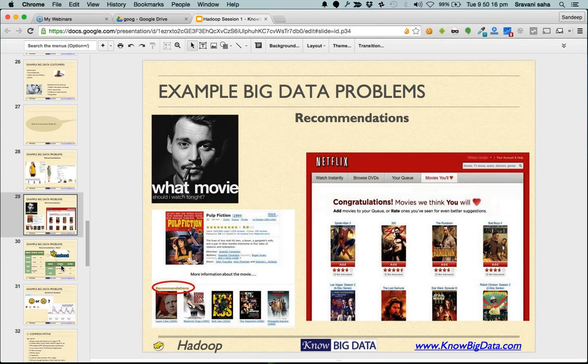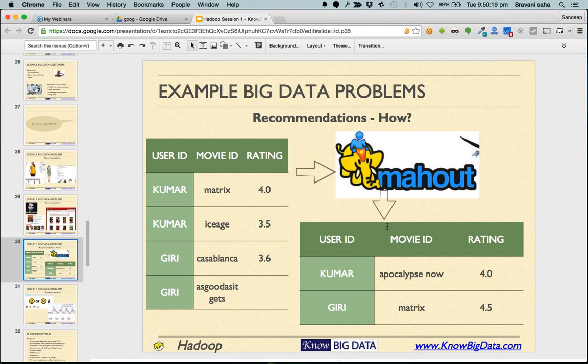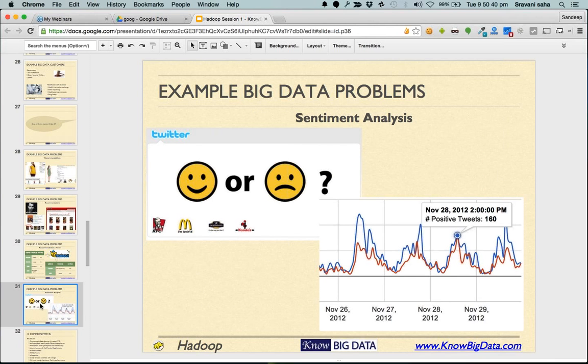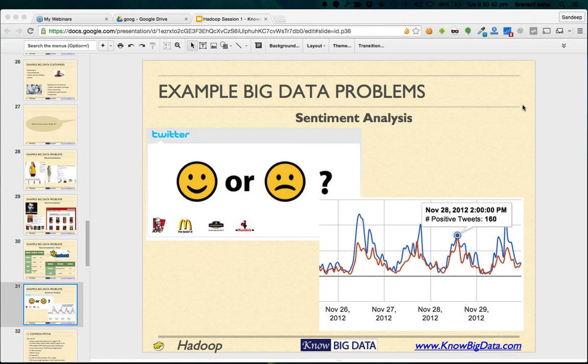How do you generate it? You use tools like Apache Mahout. We will talk about Mahout, and we'll give you a demo of how you can generate movie recommendations using a tool like Mahout. It doesn't only work for movies, but it can work with anything which has users and products. Next is sentiment analysis.